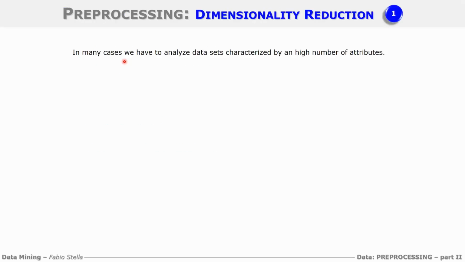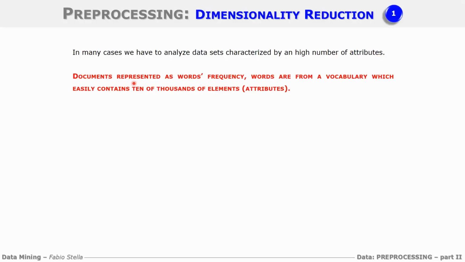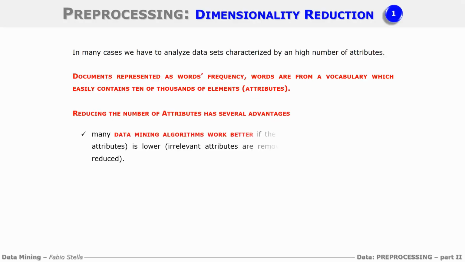In many cases, we have to analyze datasets characterized by a high number of attributes. For example, documents represented as word frequency, where words are from a vocabulary which easily contains tens of thousands of elements or attributes. Reducing the number of attributes has several advantages. First of all, many data mining algorithms work better if the dimensionality, the number of attributes, is lower. Irrelevant attributes are removed while noise in data is reduced.